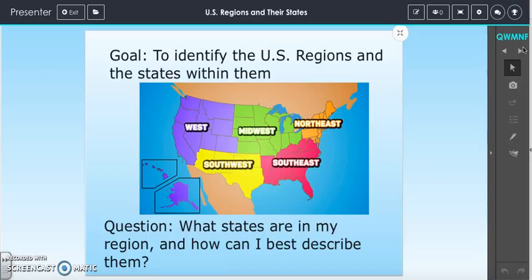So let's start by talking about, or reviewing rather, the 5 regions of the United States. This is the West region. In the West region, you also find Hawaii and Alaska. Then you have the Southwest region, the Midwest region, the Northeast region, and where we live, the Southeast region. The first region we are going to talk about is the West region.